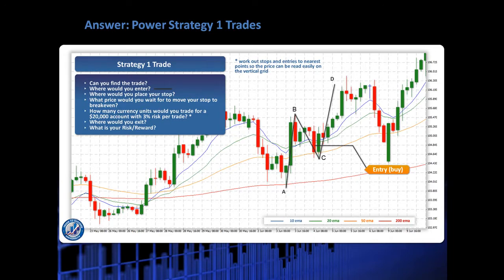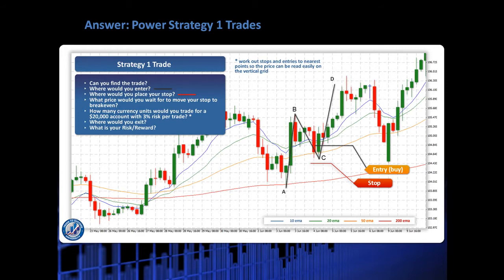We've adjusted the price slightly so you can read the price off the vertical grid more easily for the question about how many currency units you're going to be trading. What about your stop? Where would you be placing the stop? Well, you're going to be placing the stop below point C. And again, we've put it on the grid line so you know exactly which price we're going to be putting our stop on. And what about break even?